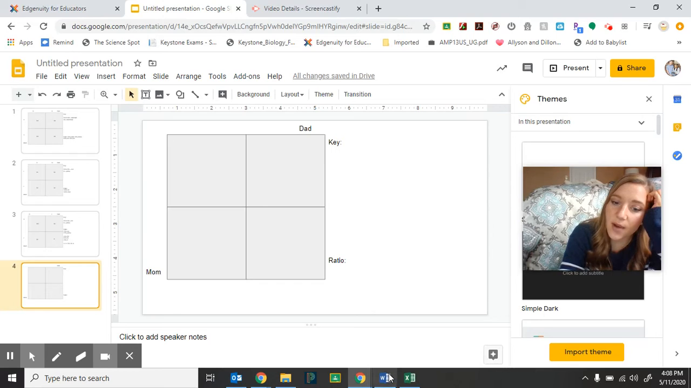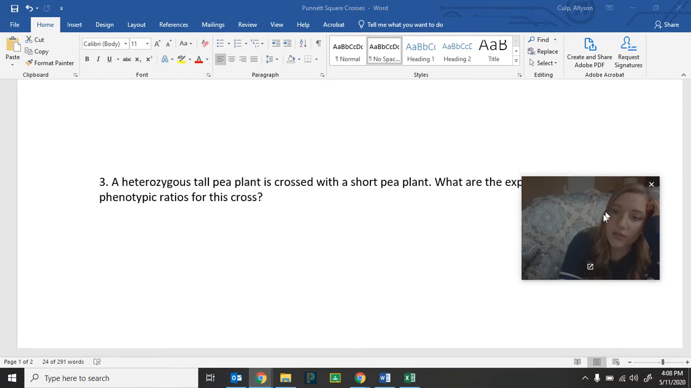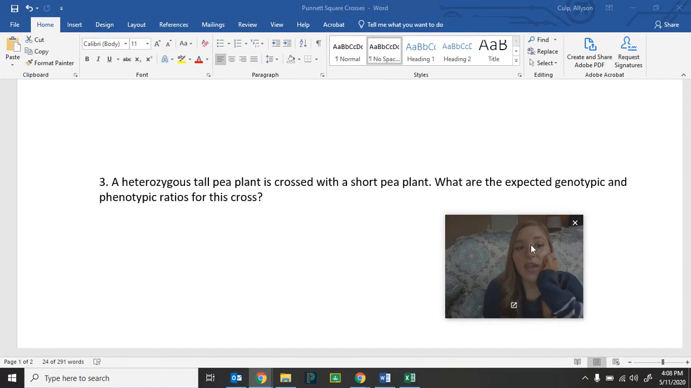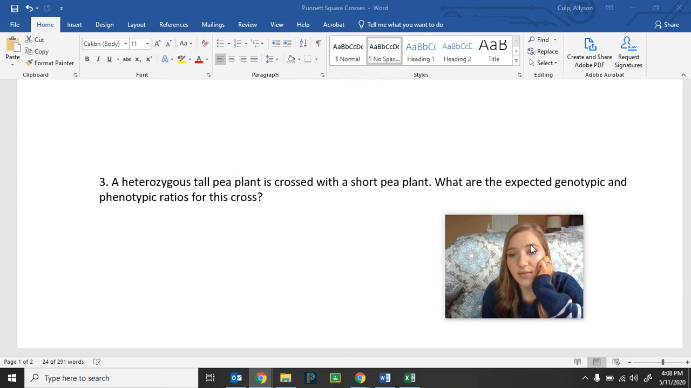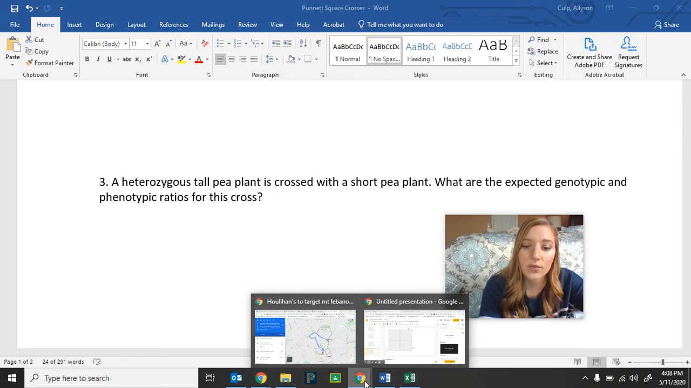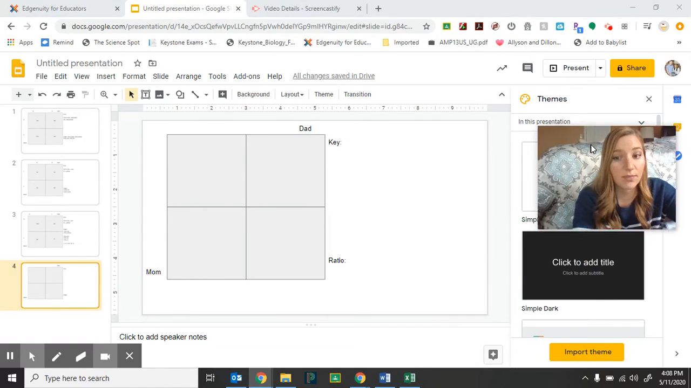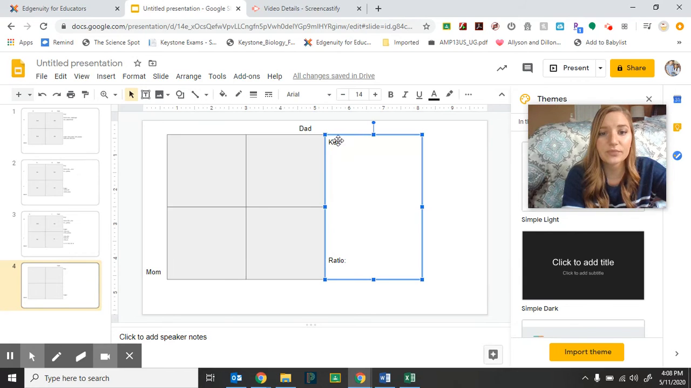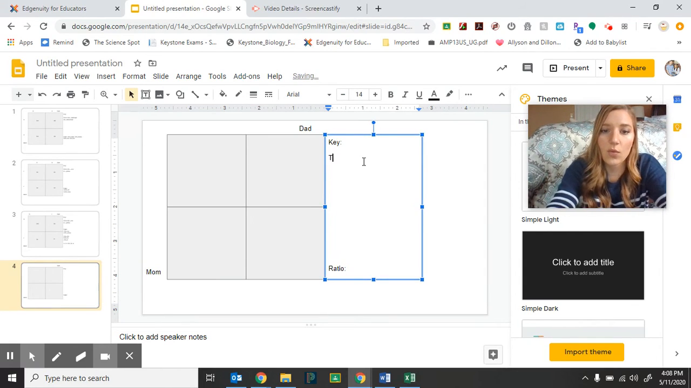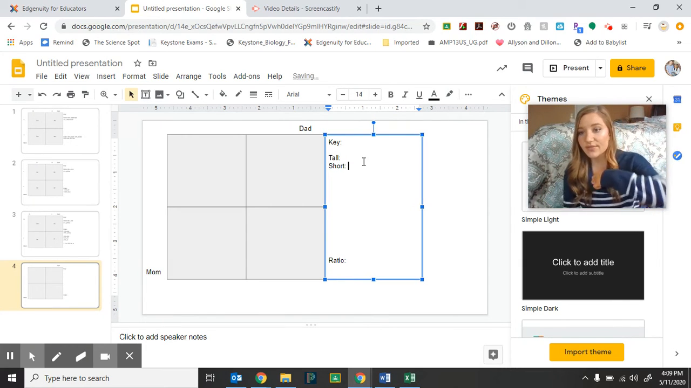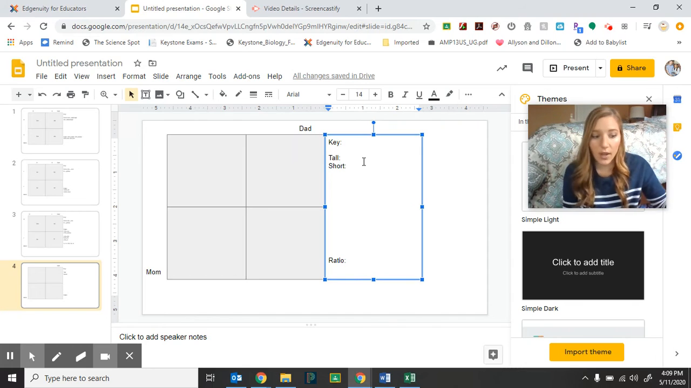Okay, so for this last problem, you guys are going to figure it out all on your own. A heterozygous tall pea plant is crossed with a short pea plant. What are the expected genotypic and phenotypic ratios for this cross? Meaning, what are those offspring going to look like in terms of their genotypes and their phenotypes? So right now, you're going to need something to write this down with because, boy, you should not be doing these in your head. I want you to make a key. What's tall and what's short in terms of genotypes. You should have 2 for one and 1 for the other.